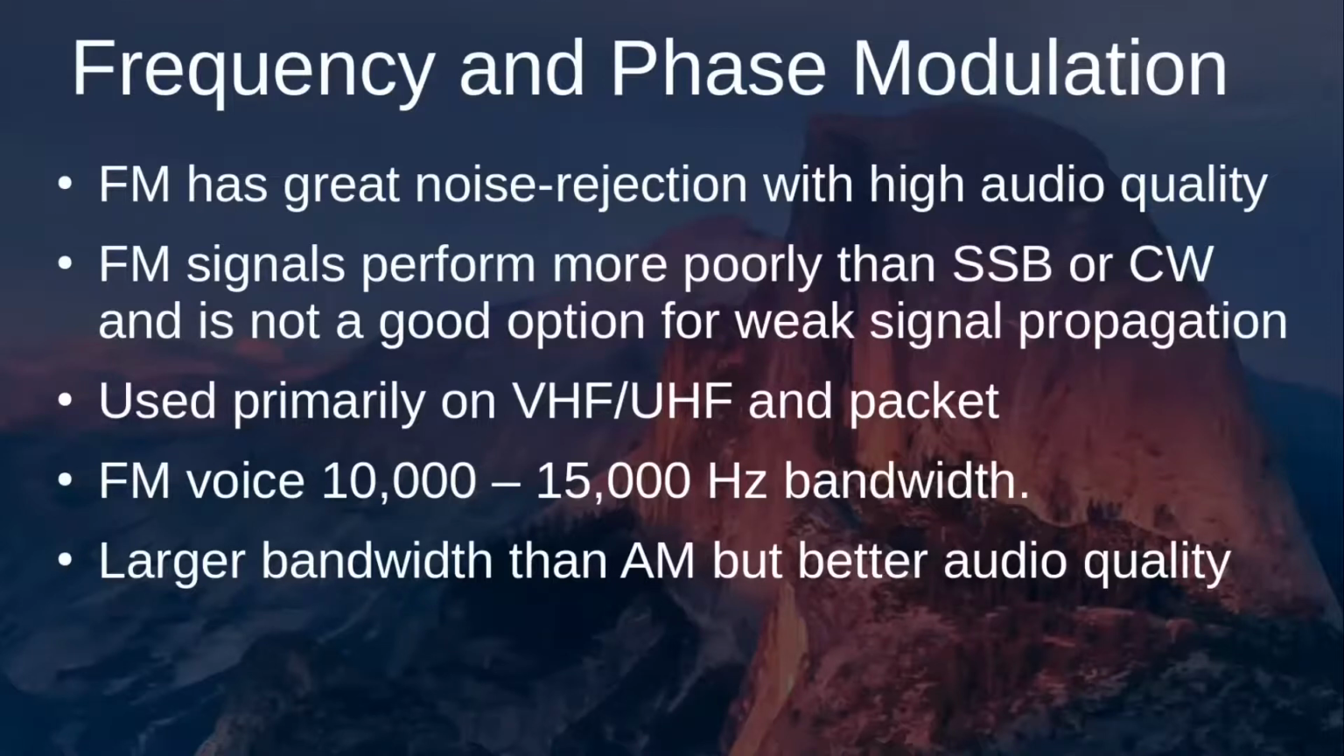FM signals perform more poorly than single sideband or CW, and they're not a good option for weak signal propagation. They're primarily used for VHF and UHF on voice channels and also with packet. The FM voice bandwidth is from 10,000 to 15,000 hertz or 10 to 15 kilohertz. So it's a fairly large bandwidth modulated signal. It has larger bandwidth than AM, but the audio quality is better than AM as well.